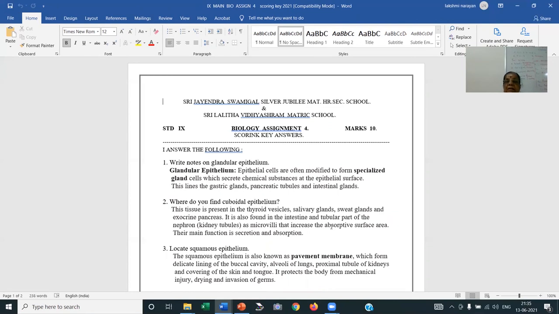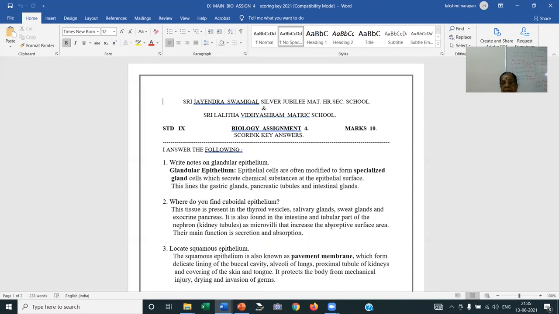Notes on glandular epithelium. Epithelial cells are often modified to form specialized glandular cells which secrete chemical substances at the epithelial surface. Now in today's video number 4, these animal tissues are classified into different types. In that, epithelial tissues alone we are going to discuss today. That portion alone I have given as a question and answer.